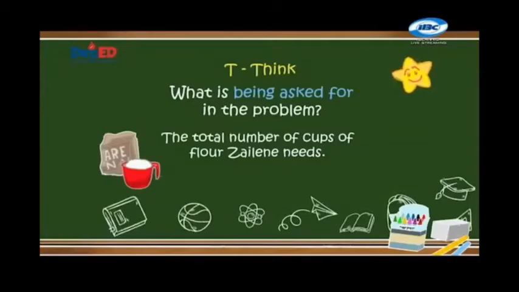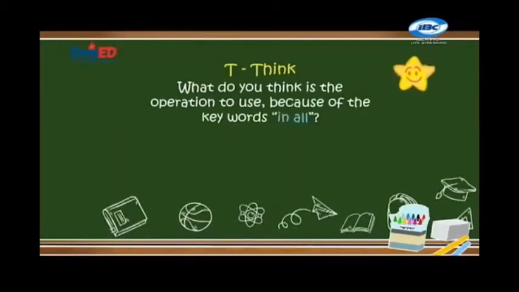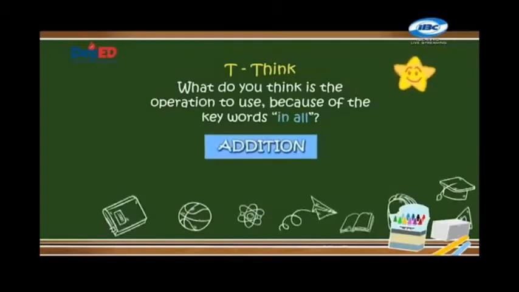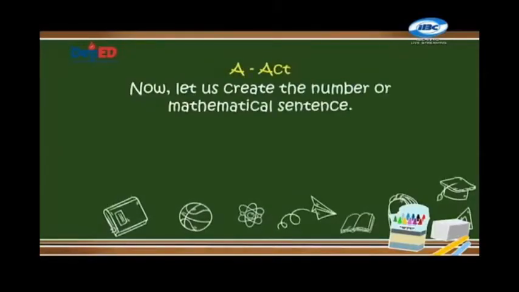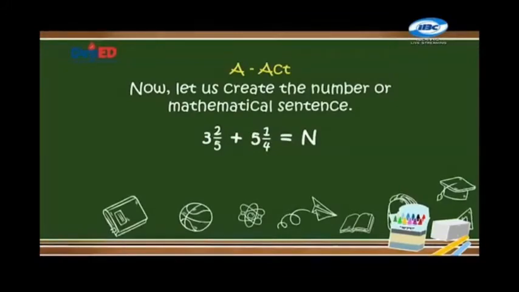Next, think of a plan. What do you think is the operation to use because of the keywords in all? Perfect! Addition. Now, let us create the number or mathematical sentence. 3 2/5 plus 5 1/4 equals n. Now, I think we are ready to act out our plan.